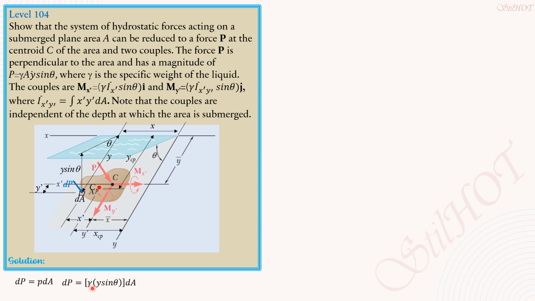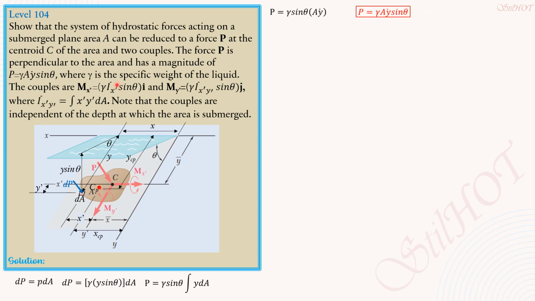Putting specific weight and sine theta before the integral sign, we have P equals gamma sine theta integral of y dA. With our experience, the integral of y dA is equal to the first moment of area, which is area times y bar. Therefore, P is gamma sine theta area y bar, and we have shown that P is really specific weight times area times y bar times sine theta.